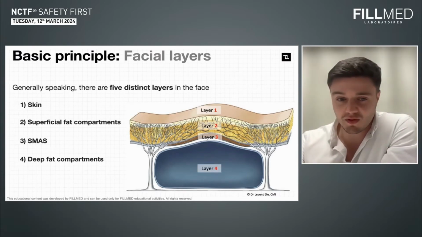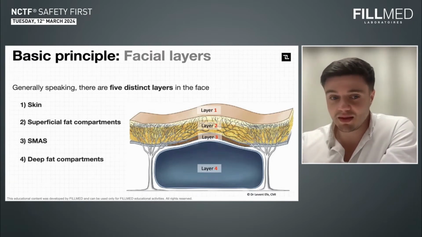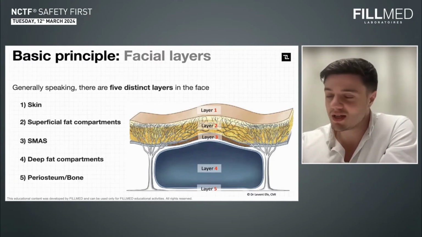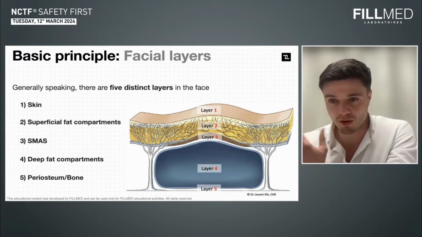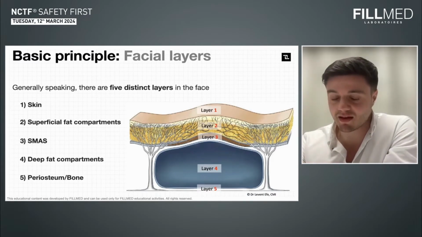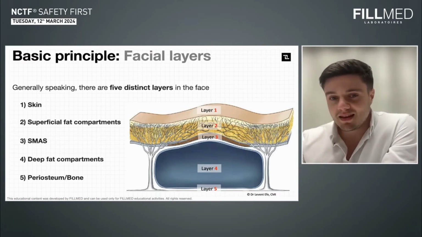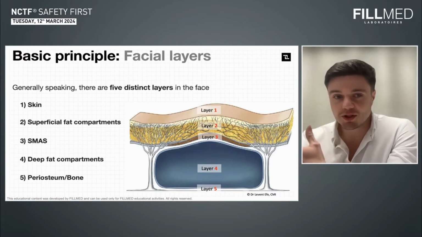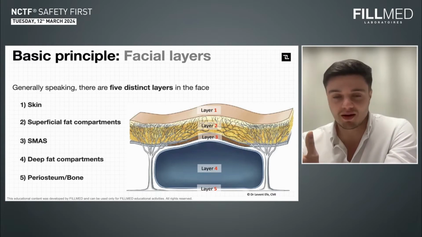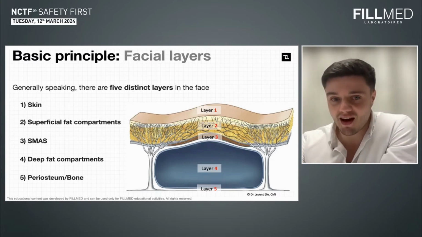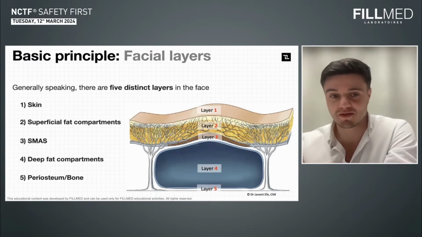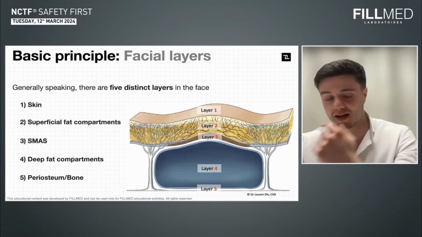The 4th layer are the deep fat compartments, followed by the periosteum or the bone as the deepest layer we can find in the face. So this 5-layer arrangement is a good general rule of thumb. But anyway, there are exceptions to this rule, and I will go into more detail when we come to the specific facial regions. But it's good to have that in mind.